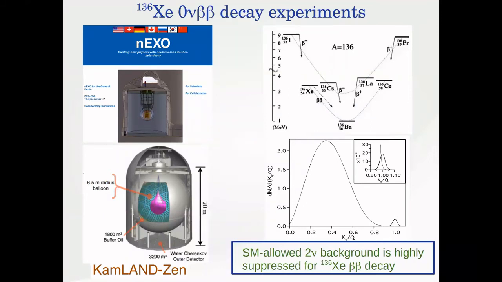One of the reasons it's promising is because the standard model allowed 2 neutrino double beta decay half-life for this decay is much longer than any of the other cases. So it's highly suppressed, and that's because of the structure. So if you're looking for the signal here, that's the neutrinoless double beta decay signal. This standard model background is much suppressed, so it's not going to contribute here. And this standard model background you cannot get rid of. It is the ultimate background that cannot be gotten rid of, no matter how much shielding you use, it's there. So it is highly suppressed.